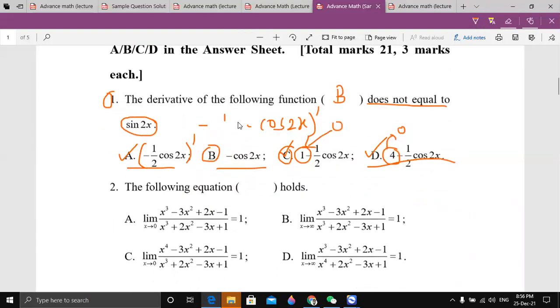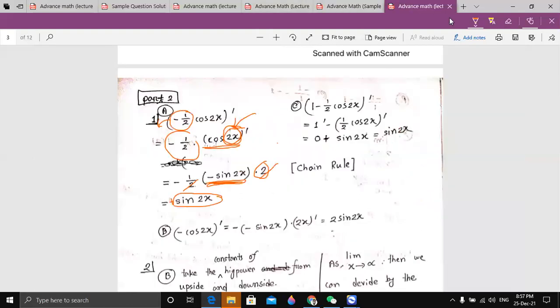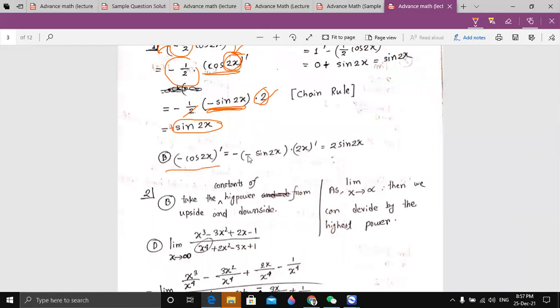And B, if you want to calculate B, it will be like this. The derivative of minus cos 2x. We just take this minus out first, and then cos 2x. So it is again a composite function. The derivative of cos 2x will be minus sin 2x, and our inside function is 2x, right? So the derivative of 2x will be 2. So ultimately the answer is 2 sin 2x. Okay, guys.